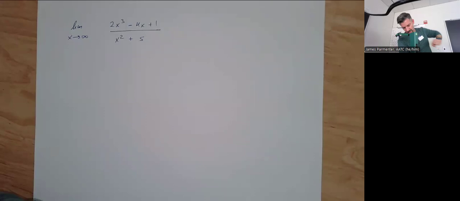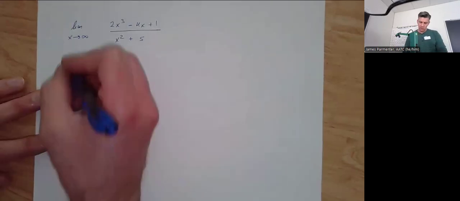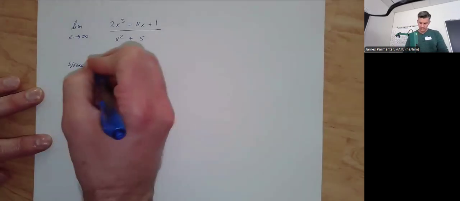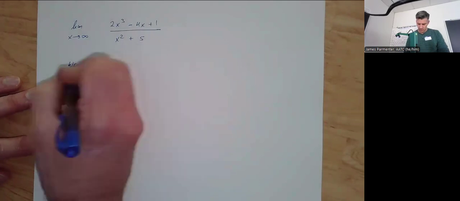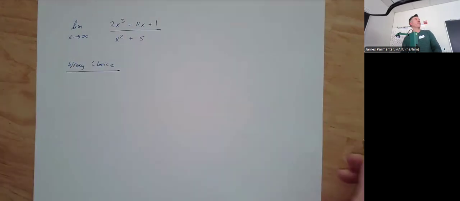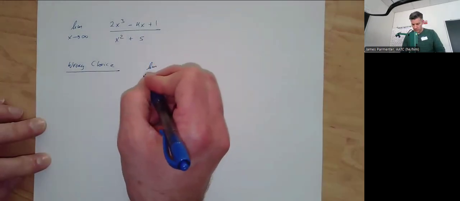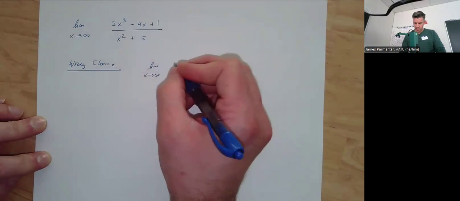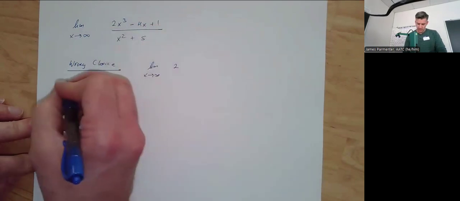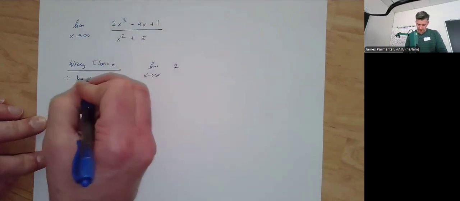No, it's not that terrible, but it's terrible enough. So here's the wrong choice that you shouldn't write down. The wrong choice here is to divide everything by x to the third power. Because if you do that, you get the limit as x goes to infinity of 2x cubed divided by x cubed, which is 2.